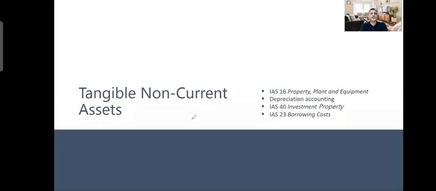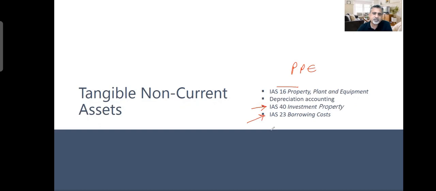Okay, so the topic today is tangible non-current assets. We call it IAS 16, property, plant and equipment. In short, it is called PPE. Then we have a very much related topic, which is IAS 40, investment property. And then we have IAS 23, borrowing cost.